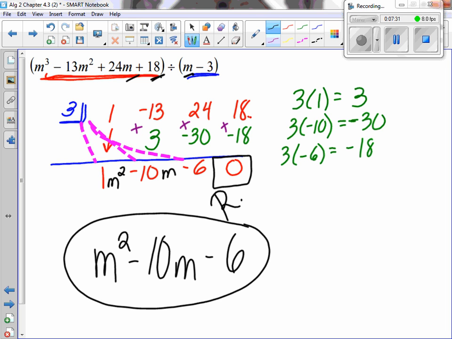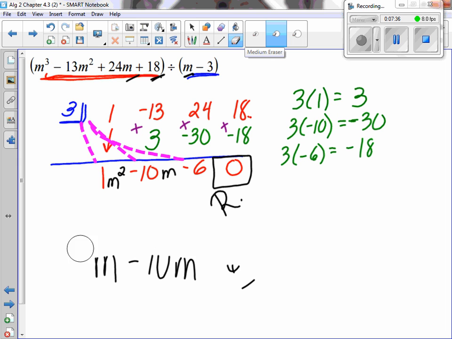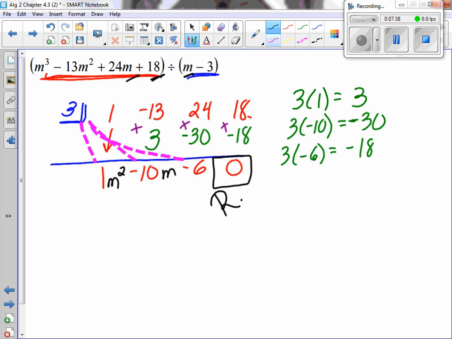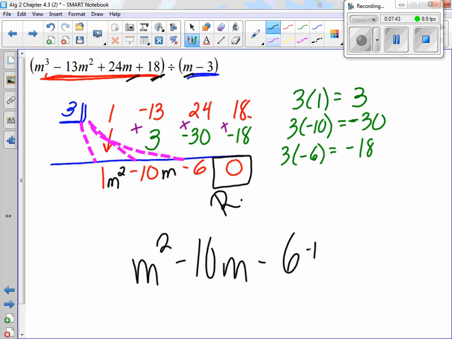It'd be similar to what we did yesterday. So I'll erase this here. So it'd be m squared minus 10m minus 6 plus our remainder over. So what did we divide by? So the remainder, we'll treat it the exact same way we did yesterday. It's just here we have to put it back in. Questions on this here? Do we like this better than long division?